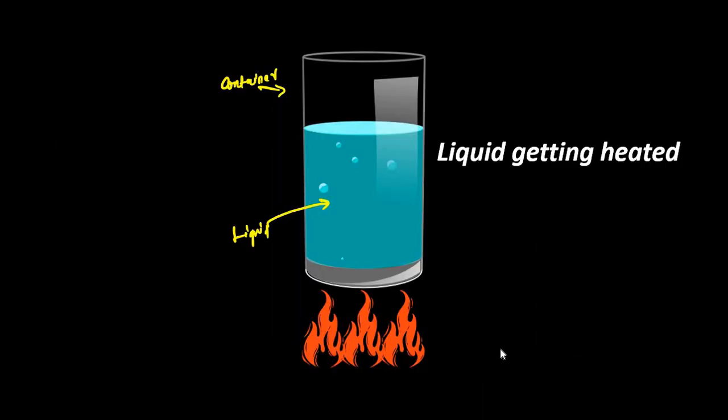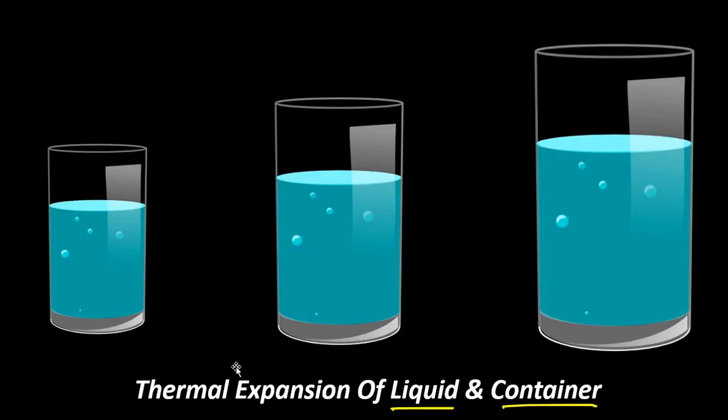So this is the interesting thing here about thermal expansion of liquids, because the liquid is contained in a container. So when it is heated, the two things are happening side by side. First, the liquid is undergoing expansion, and along with that, the container is also undergoing expansion. So as you can see, when the liquid is getting heated, this is the initial state. Okay, this is the initial state. Let's call it state 1.